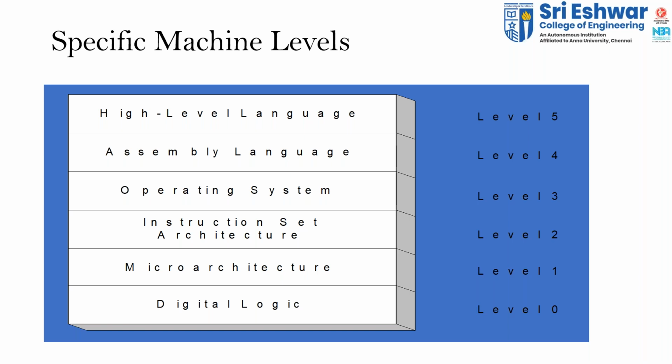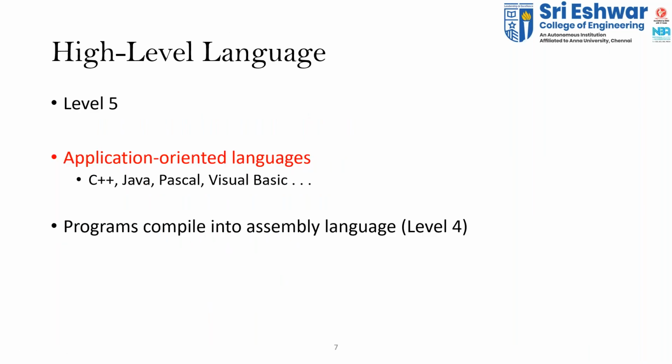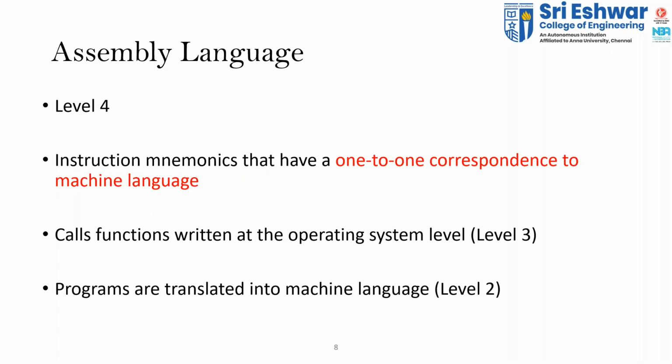So what happens when we go for high level language? We prefer C++, Java, SQL, Pascal, Visual Basic; all of these come under high level language. Programs compile into assembly language in level 4. What is your next level? Assembly language level. So I'm going to convert your C++, C, Java or Pascal program into your assembly language program. Here your instructions, that is mnemonics, have a one-to-one correspondence to the machine language.